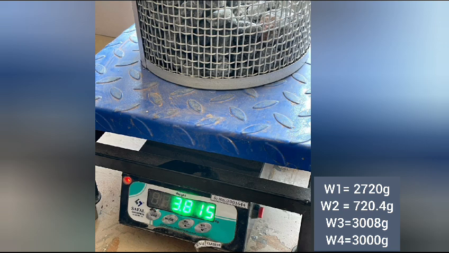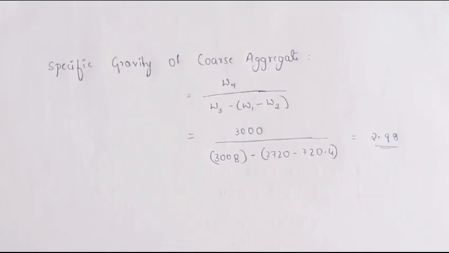W1. After the basket is jolted 25 times, take the basket and aggregates out of the water and dry them with dry absorbent cloth. Take the weight of saturated surface dry aggregate in air as W3. Using the formula, find out the specific gravity of coarse aggregate.